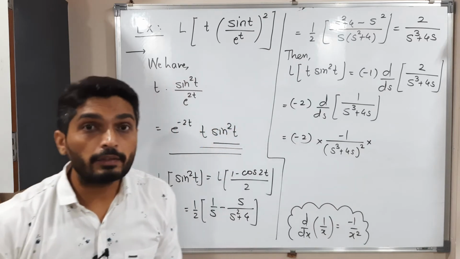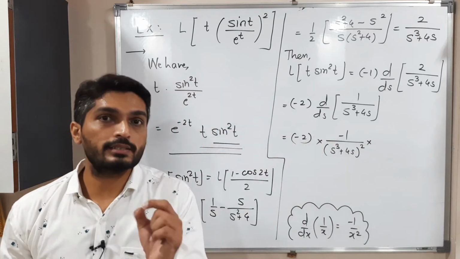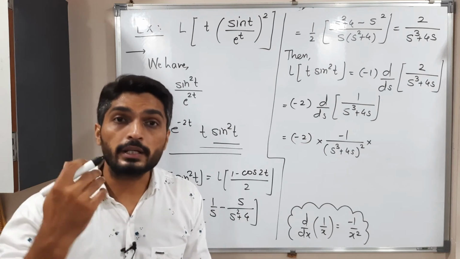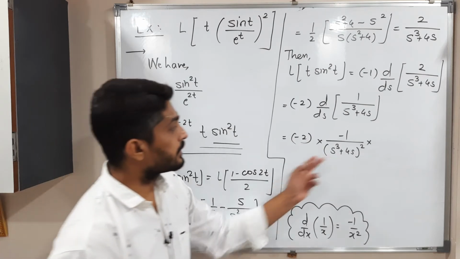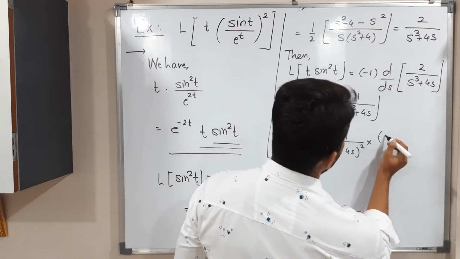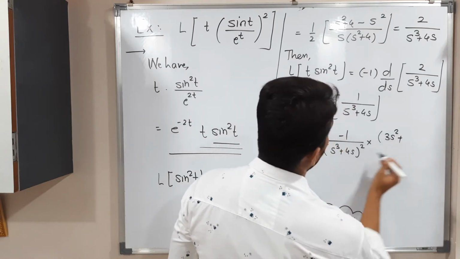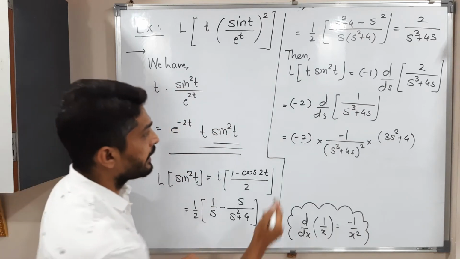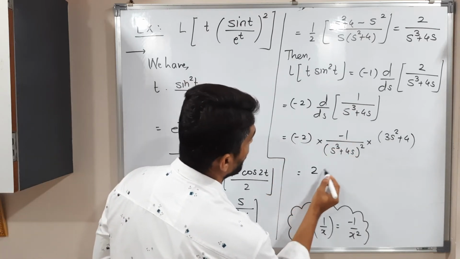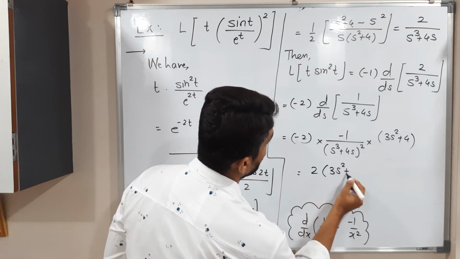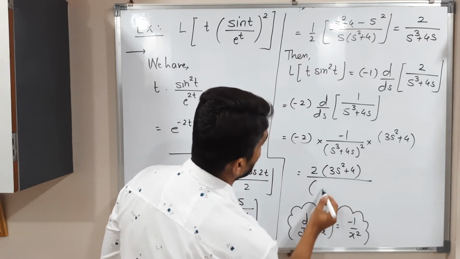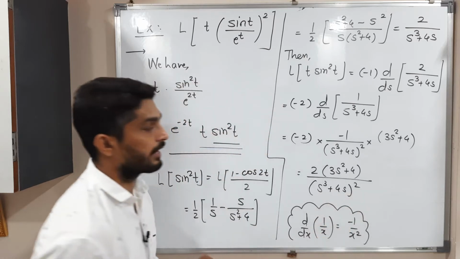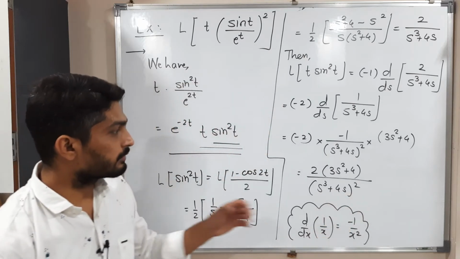Into again the derivative of that denominator, since it is not a single variable, it is a function. So we have to apply the chain rule and take its derivative again. So its derivative will be: the derivative of s cube is 3s square plus the derivative of 4s is 4. So this is a very simple thing we have got. Let us simplify it. Minus 2 into minus 1, 2. We will have 3s square plus 4 upon s cube plus 4s square. So this thing we have, right?